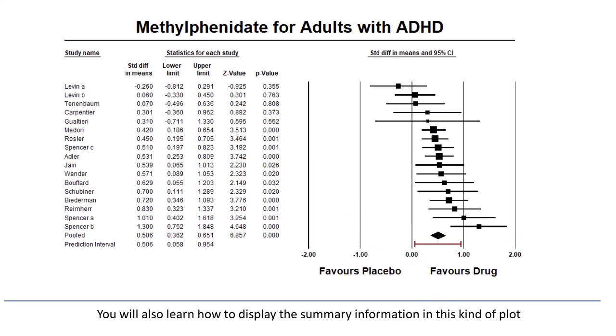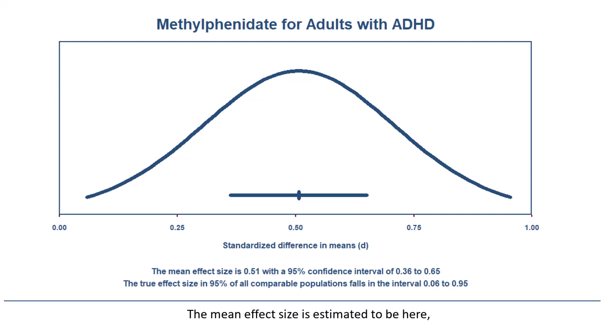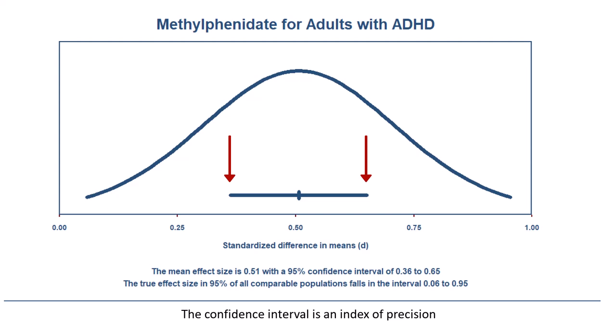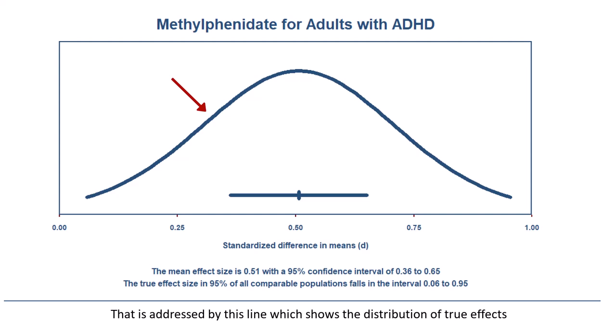You'll also learn how to display the summary information in this kind of plot. The mean effect size is estimated to be here. The confidence interval tells us that the true mean could fall anywhere from here to here. The confidence interval is an index of precision. It tells us how precisely we have estimated the mean. It says nothing about how widely the effect size varies. That is addressed by this line, which shows the distribution of true effects.